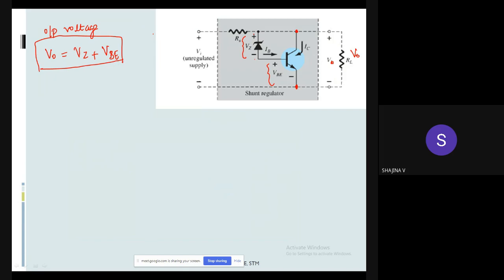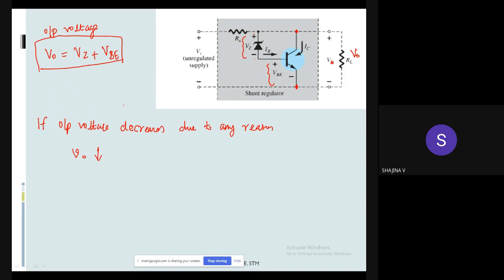Now, using this equation, we can explain how the load regulation is obtained in this shunt regulator. For that, you can assume the first condition: if our output voltage decreases due to some reason, that is, due to variations in load, output voltage may vary. So first assume that output voltage decreases.